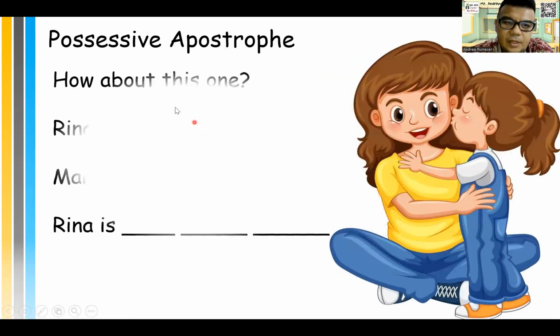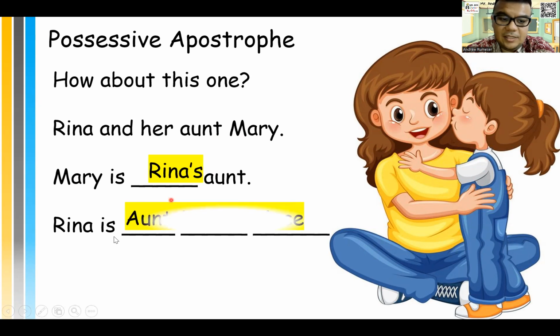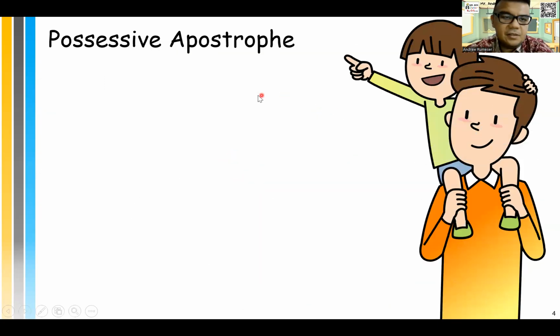Next, here we have Rena and her aunt Mary. Mary is whose aunt? That's right. Rena's aunt. And Rena is Aunt Mary's niece. That's right. Okay. You can pause the video if you want to answer yourself.